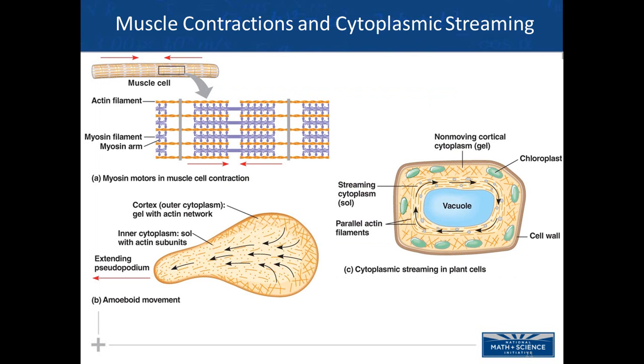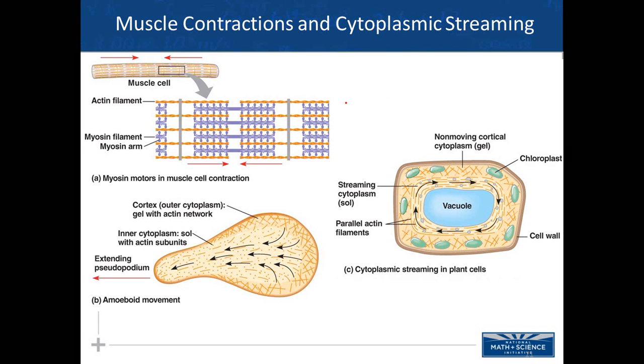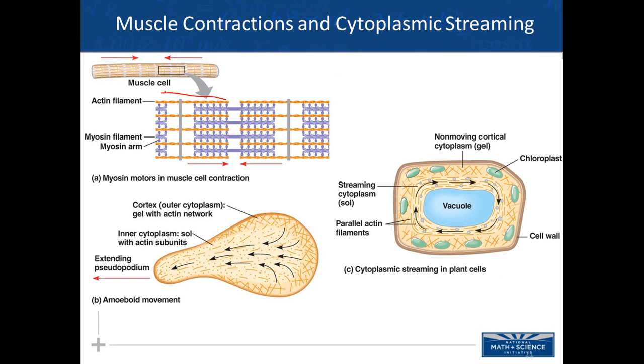They're also involved in muscle contraction. So here is a unit involved in the contraction of a muscle. These are the actin filaments, and these are the myosin arms. As these little heads flip, it causes this sarcomere, or this unit, to contract and move in, causing the muscle to contract.